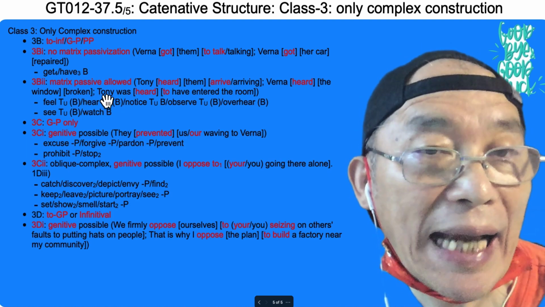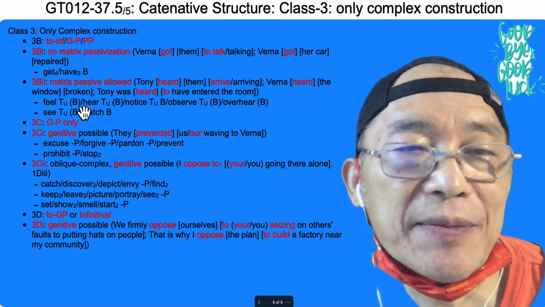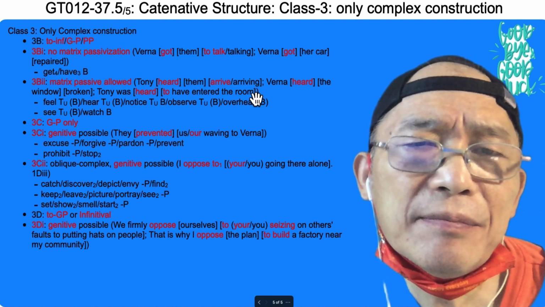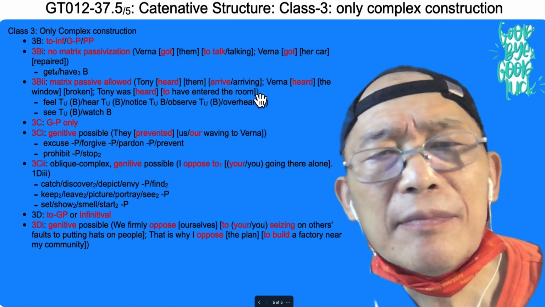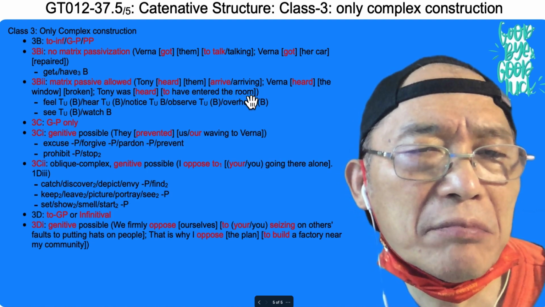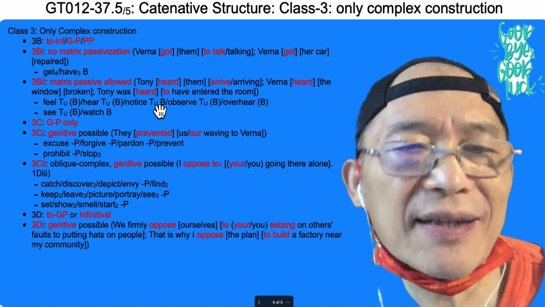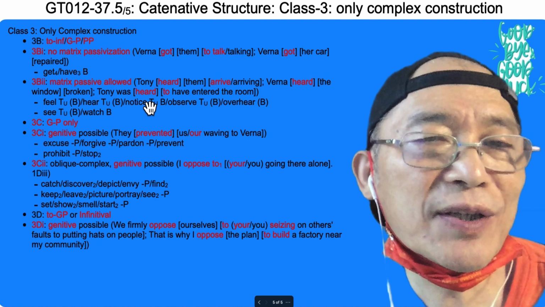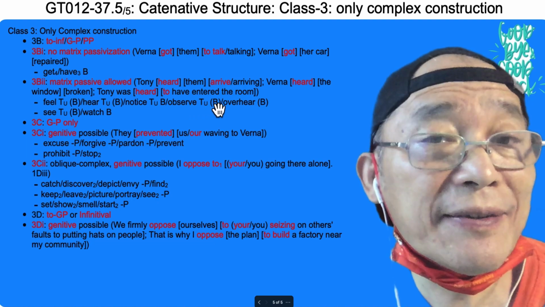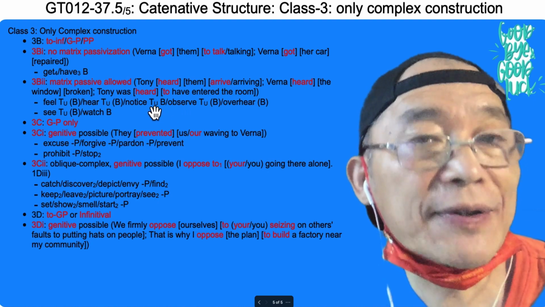Matrix passive allowed. So for gerund-participle, that's complex for gerund-participle. Matrix passive, okay. Yeah, this is matrix passive. Tony was hurt. And for matrix passive, to-infinitive is the typical one after the verb.